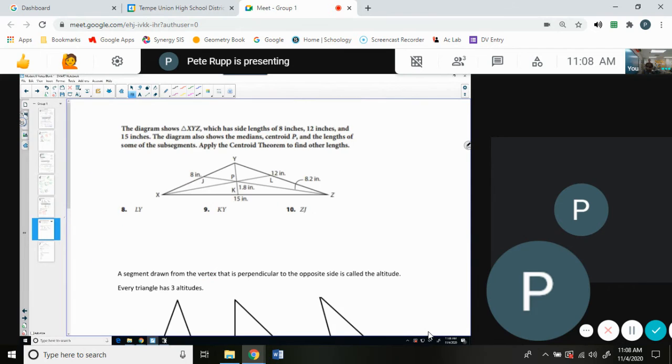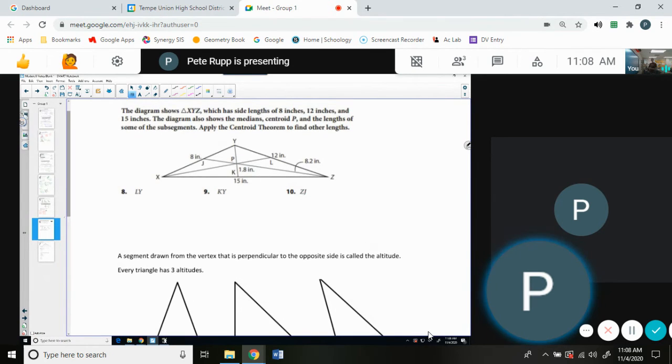Okay, this one says the diagram shows triangle XYZ, which has side lengths of 8, 12, and 15 inches. The diagram shows the medians, the centroid, and the lengths of some of the subsegments. Apply the centroid theorem to find the other segments. So go ahead and pause the video right now. Try these 3 problems for practice, and then hit play when you're ready to see the answers.